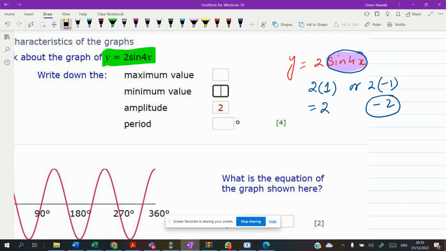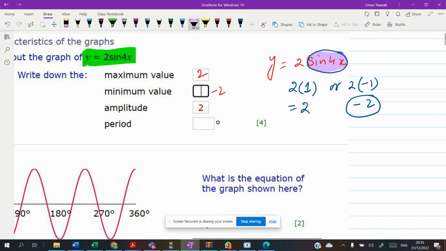Sorry, minus 2 is the minimum value and the maximum value is 2. Now come to the amplitude.